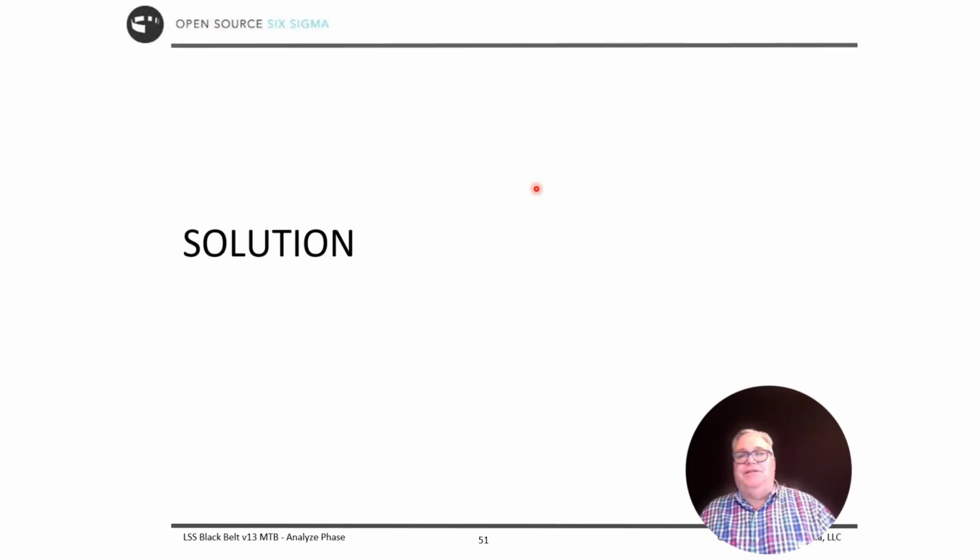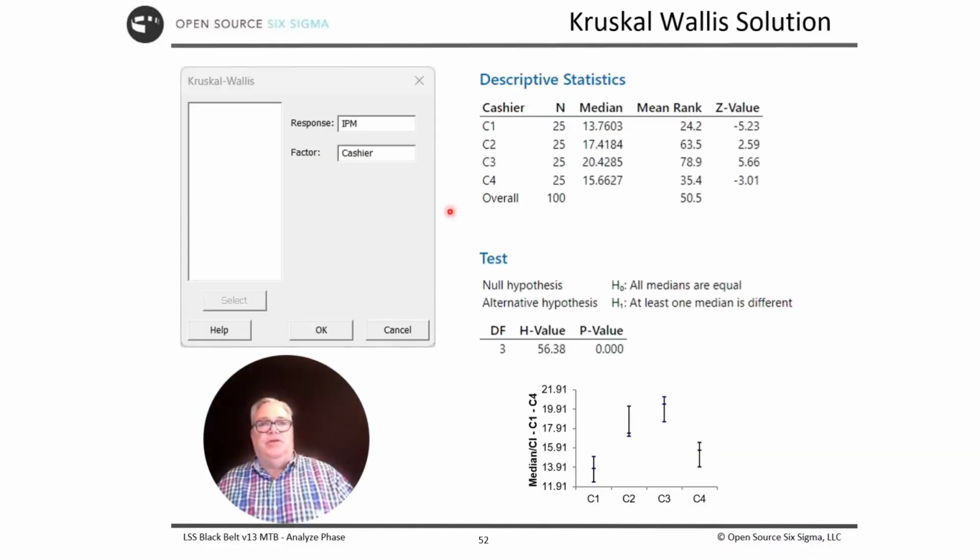So hopefully you had a chance to give that a try. Let's see what I came up with for a solution. So I used Kruskal-Wallis. I had more than 2 levels, so I have 4 cashiers. When I open that up under the non-parametric test, I'm going to have items per minute as my response, and cashier as my X with 4 different levels.